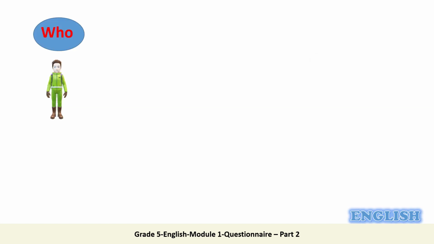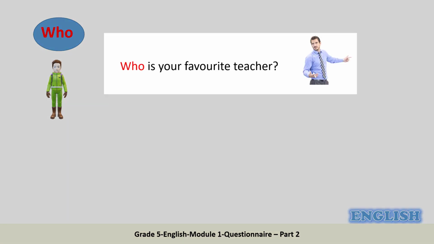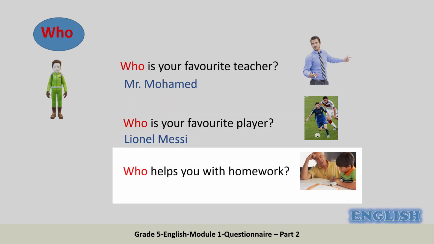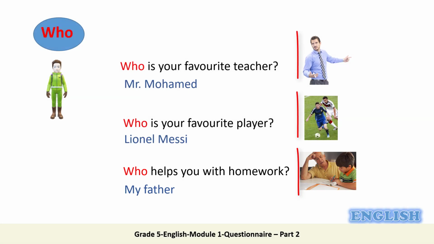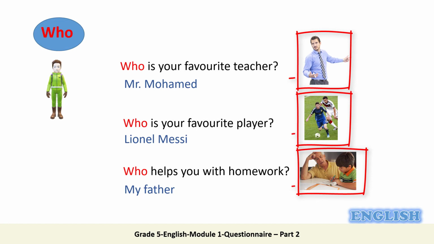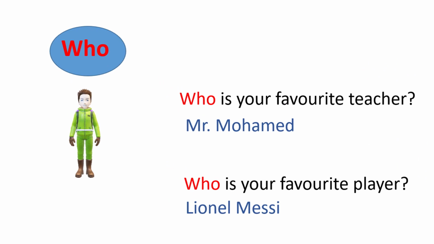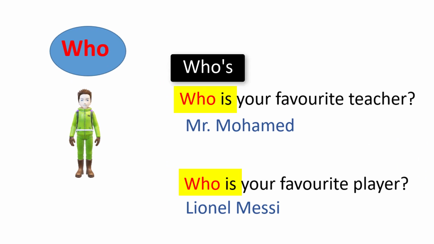Who. This question word asks about people. Examples: who is your favorite teacher? Mr. Muhammad. Who's your favorite player? Lionel Messi. Who helps you with homework? My father. All these questions ask about certain persons, and all the answers, as you see, are certain people. You also need to know that who is can be written like this and pronounced whose.